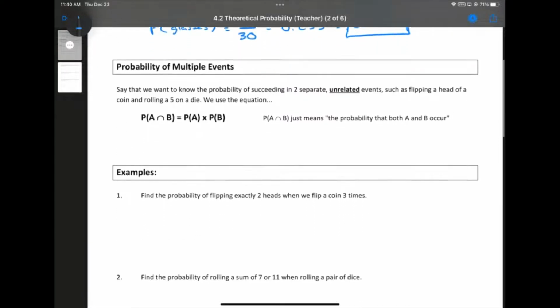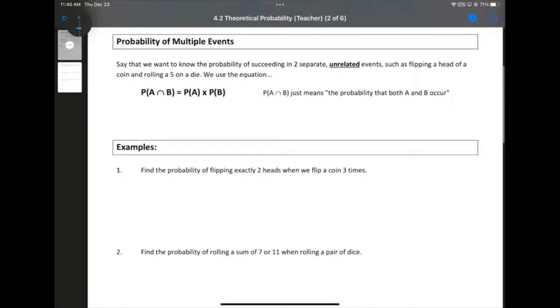Let's just take a look at an example. Number 1, find the probability of flipping exactly 2 heads when we flip a coin 3 times.